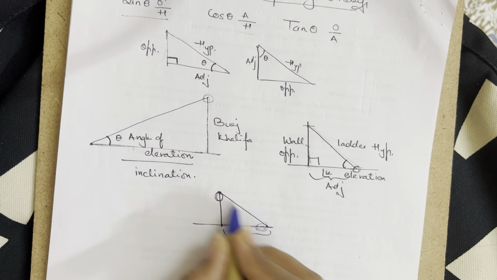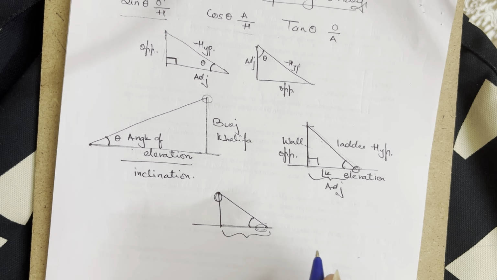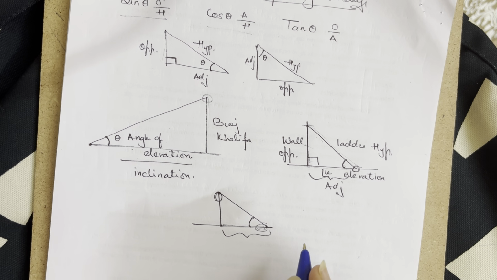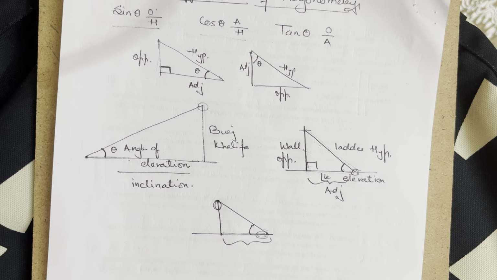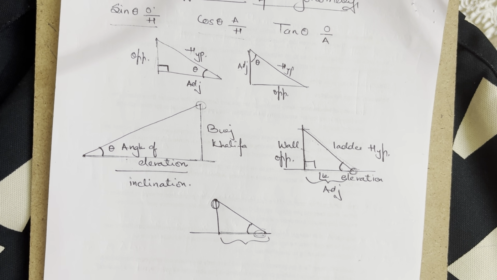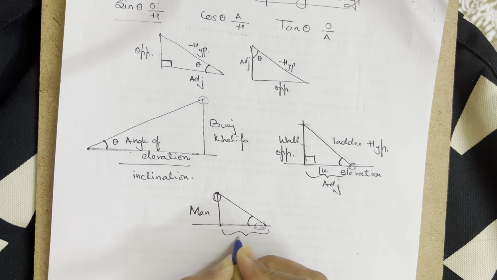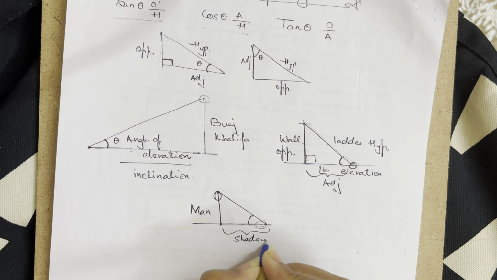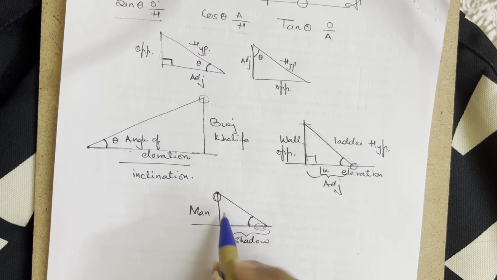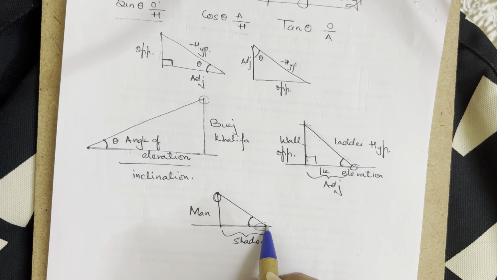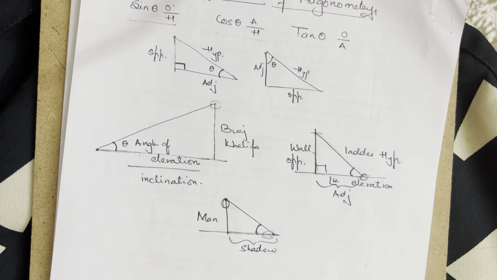This angle that is there between both of them is also called the angle of inclination, or it will be called the angle of elevation. So this is the man, and we have the shadow in here. And this angle that we will have is a right angled triangle. Again, this appears to be a right angled triangle, so we can use sine, cos, and tan in here to solve our questions.